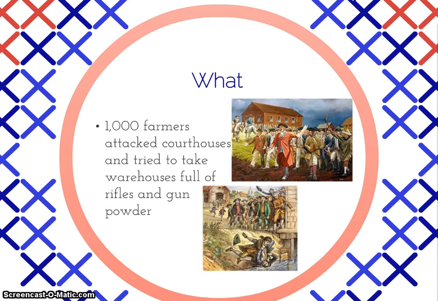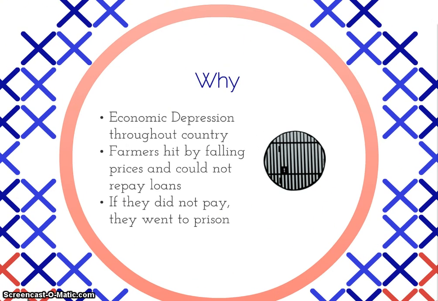So what was it? It was a group of 1,000 to 1,500 farmers that rose up to attack courthouses and tried to take warehouses full of rifles and gunpowder. They were hoping to revolt against the government because of the tensions and issues that are arising because of the Articles of Confederation and because of the economic situation in the country. So that leads us to the why.